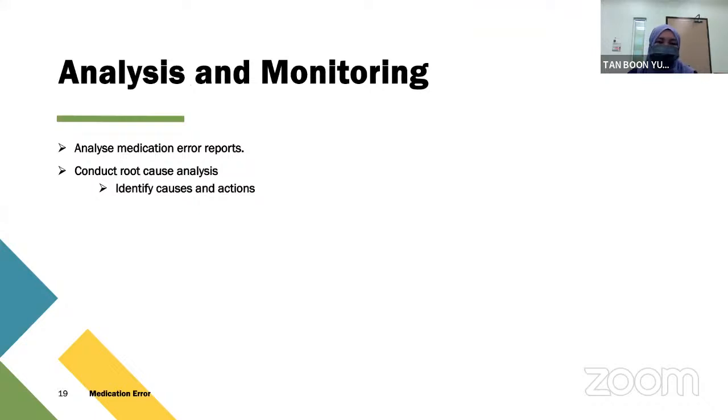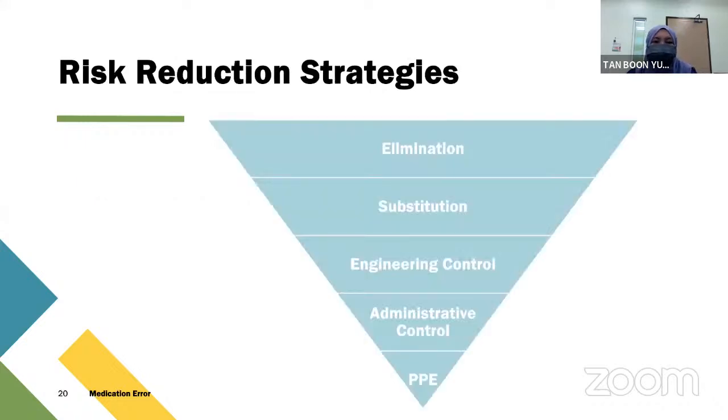And then the second one is analysis and monitoring. Analysis is very important because once you get the results or outcomes, you can analyze the medication error reports. And from there, you can find the solution or at least take an action plan. And to conduct root cause analysis, you need to have a team. Risk reduction strategies. In management of medication error, we have risk reduction strategies, whereby there are 5 strategies.